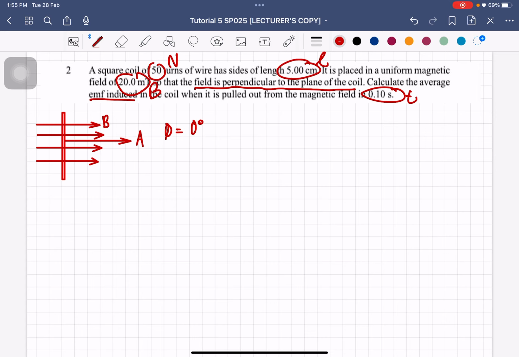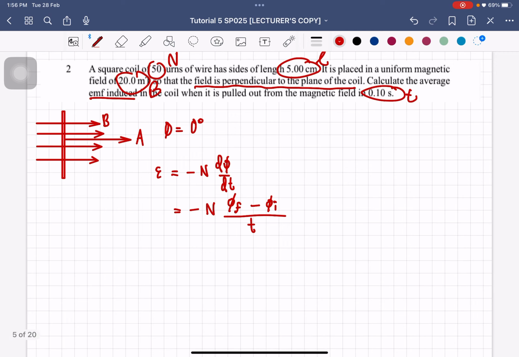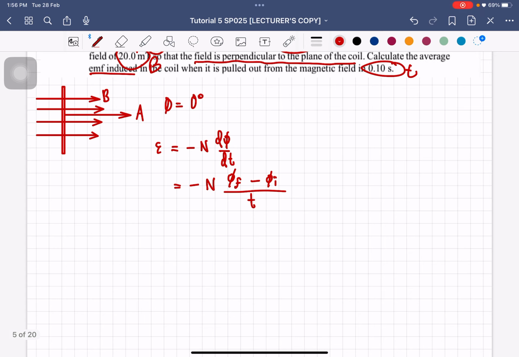To find the induced EMF, we use this formula written here, dphi over dt, the rate of change of magnetic flux. So what is the rate of change of magnetic flux? It is just the final magnetic flux minus the initial magnetic flux, divided by the time. And what is the formula of phi? We know that phi is equal to B A cos theta.